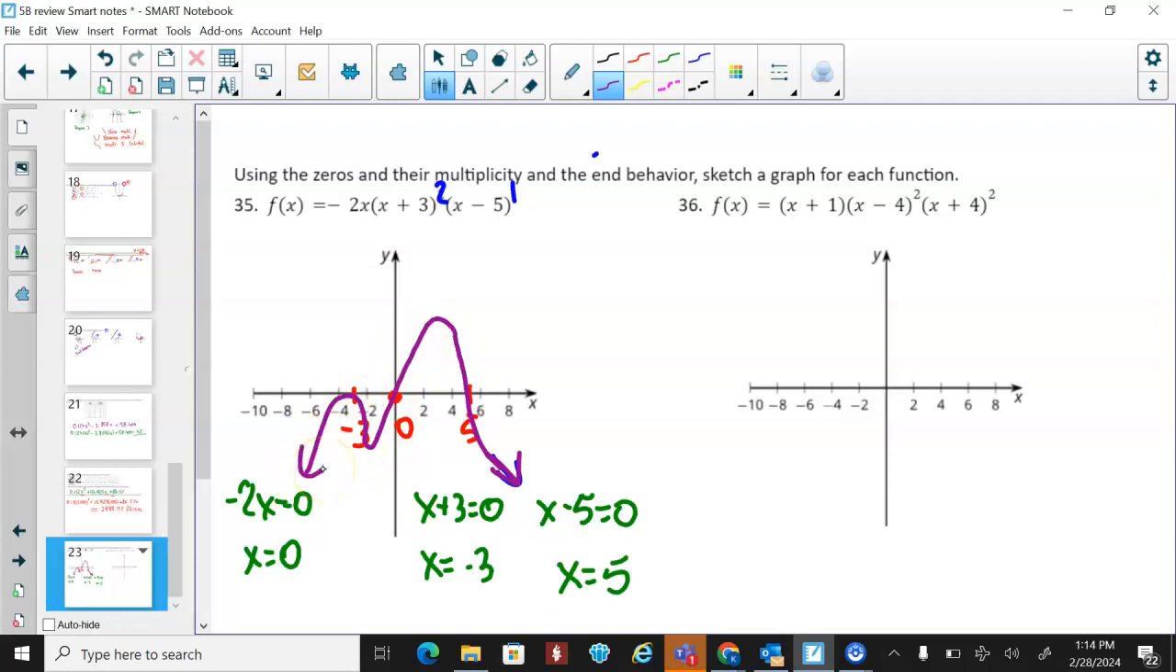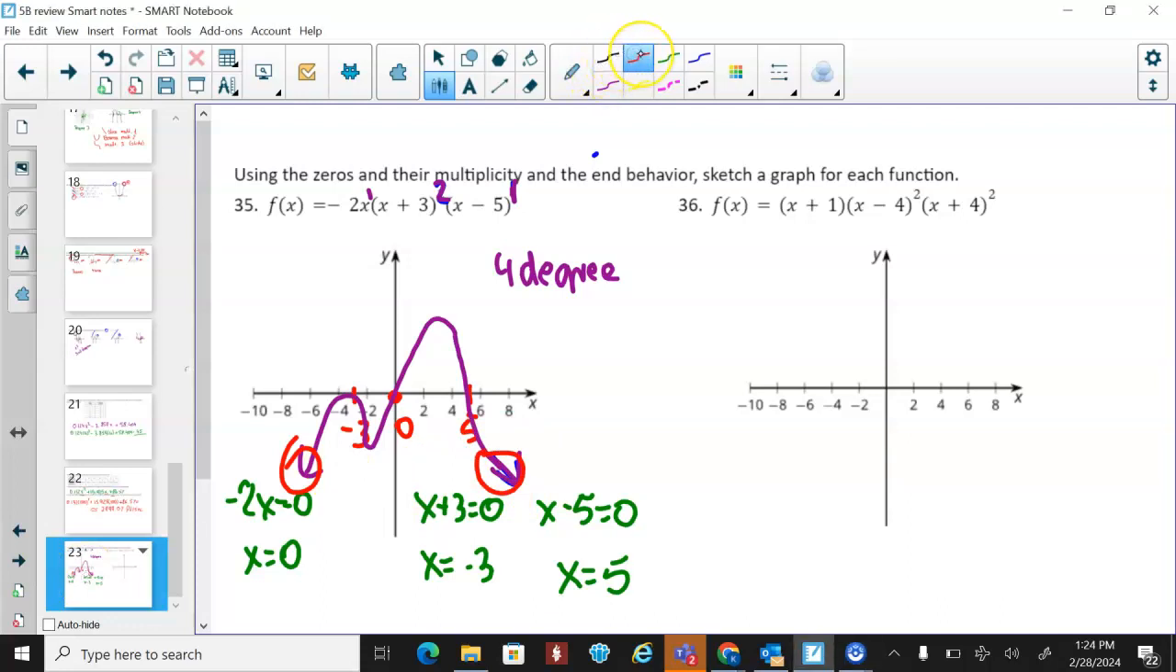Okay, and this is also an even function. How do I know that? Because again, you got 1, 2, 3, 4. So this is a 4th degree polynomial. So even means both ends will go in the same direction. Okay. All right, and then the last one right here, your question 36.